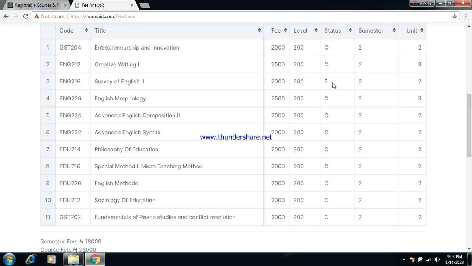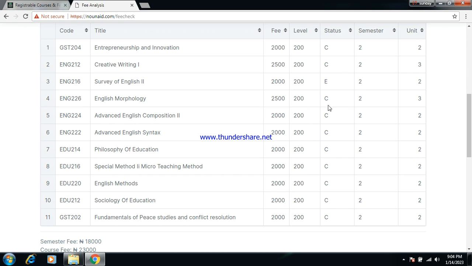Now the E stands for elective courses, which is a group of courses from other department. Now if you open your portal and you see per semester, you see two elective courses, you are entitled to register only one. If you see three, you register one. But if you see more than three, like 4, 5, 6, you register two. If you see 5, you register two. If you see 6, you register 3.